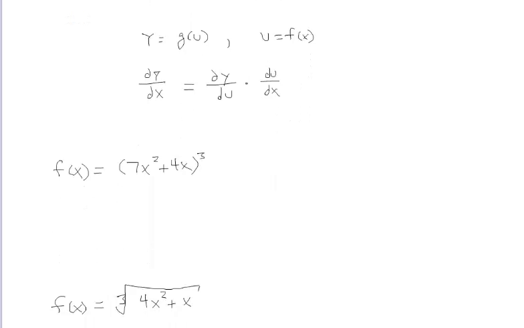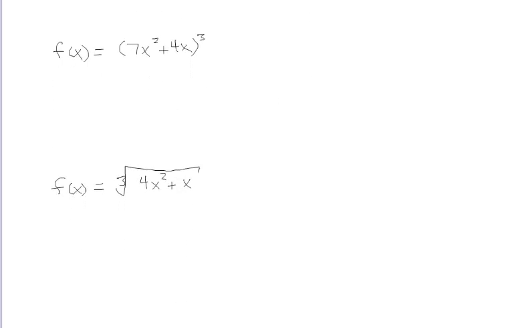In this first example, we have 7x squared plus 4x all raised to the third. Chain rule works like this: f prime of x is equal to, we multiply the 3 down out front, so we have 3, and then we're going to rewrite the entire terms in the parentheses. And now we're going to subtract 1 from the exponent, just like we did for the power rule. And now we're going to take the derivative of inside the parentheses. So we have 14x plus 4. So that's the first example.